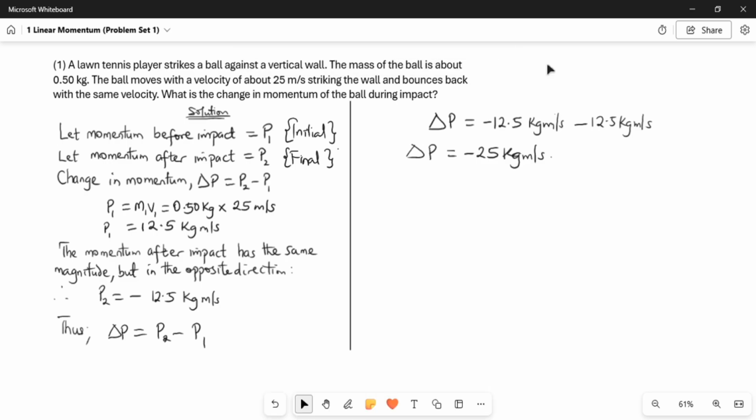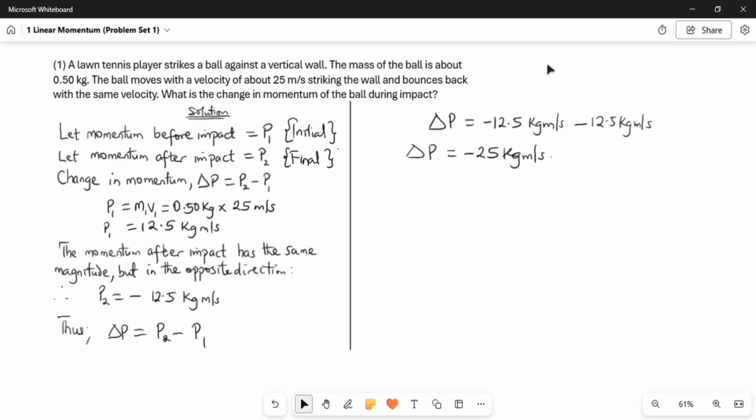P1 is M1V1, which is 0.5 kg times 25 meter per second. That gives us 12.5 kilogram meter per second, which is the initial momentum. Now, the same ball striking that wall, having the same mass, bounces back with the same velocity. So the momentum after impact, we have the same magnitude as the momentum before impact, but in this case it will be in the opposite direction since it's bouncing off the wall. So therefore P2 will be negative 12.5 kilogram meter per second.